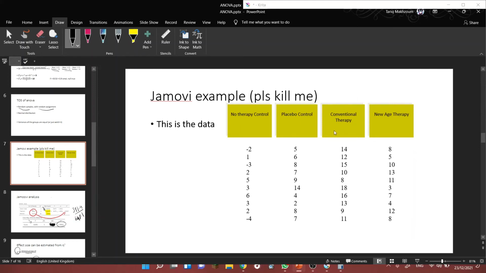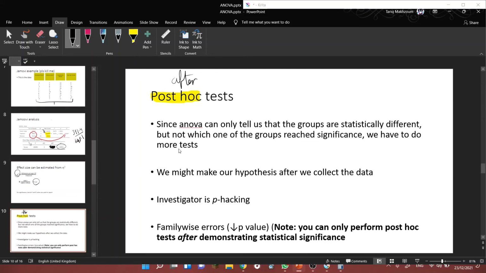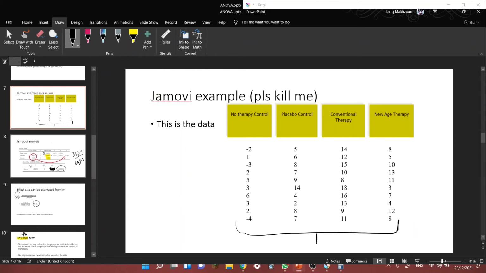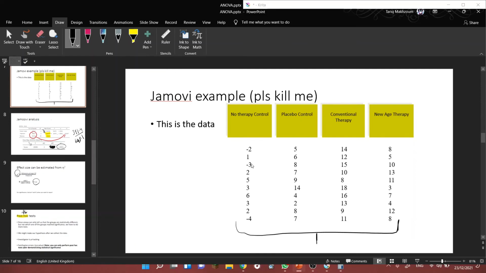Now the thing is that when we calculated our F, we proved that there was a difference between the groups, okay? But what we didn't manage to prove is which group was the one that was different. And so what we're going to do with the post hoc test is we're going to identify which one of the groups is the one that's different, or basically which one of the treatments was the better one.